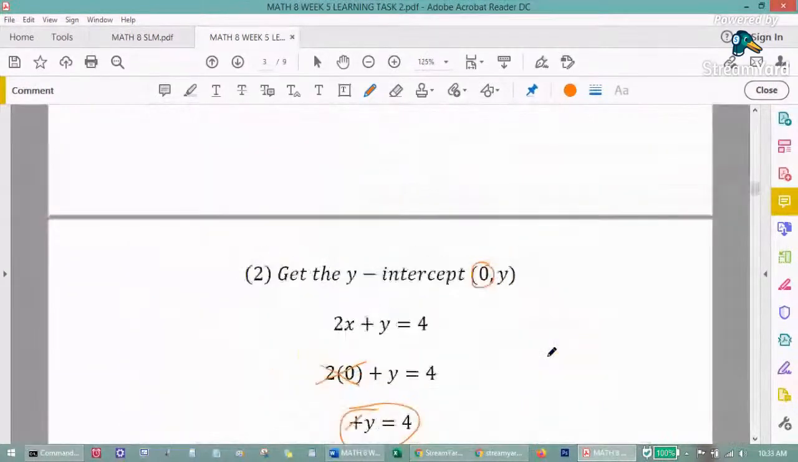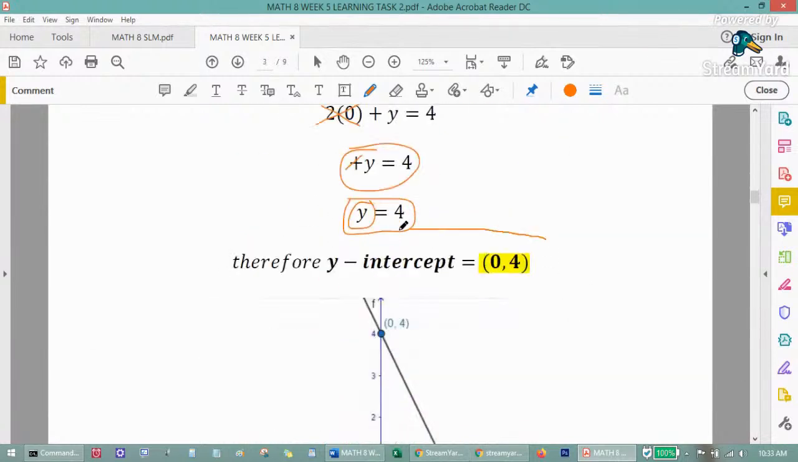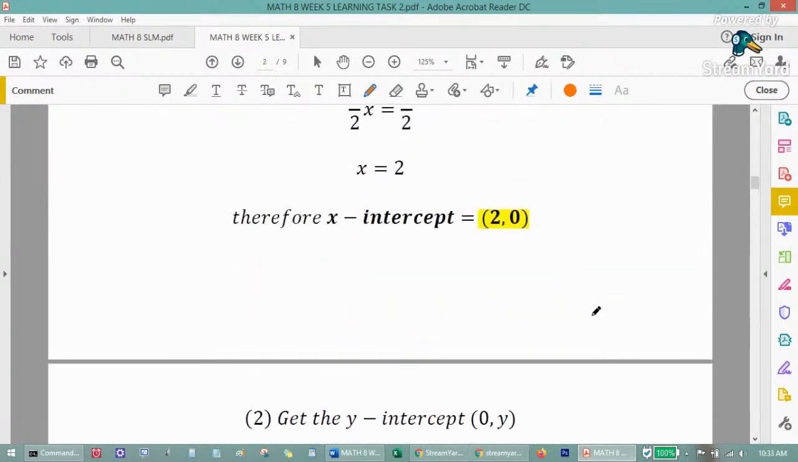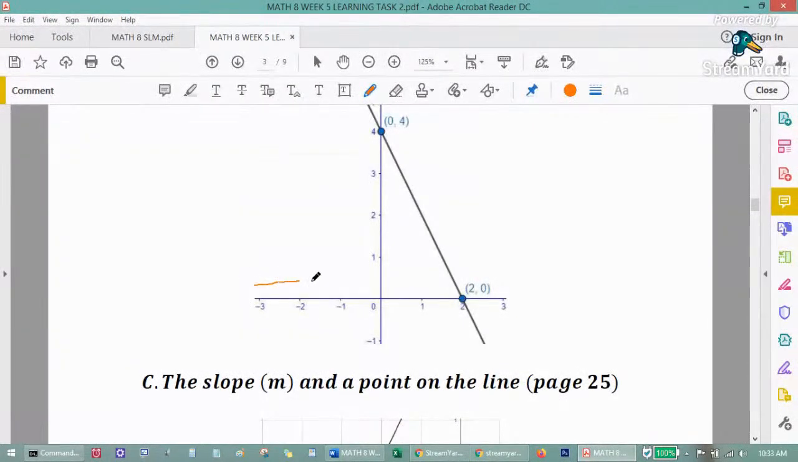And then, meron na tayong dalawang linya, x-intercept and y-intercept. Pwede na tayo mag-graph. So, x-intercept is x is 2, y is 0. So, x, dito muna tayo titingin. Dito muna tayo titingin, ano?